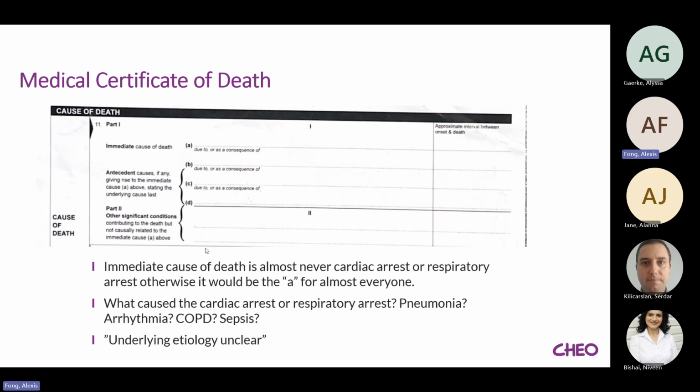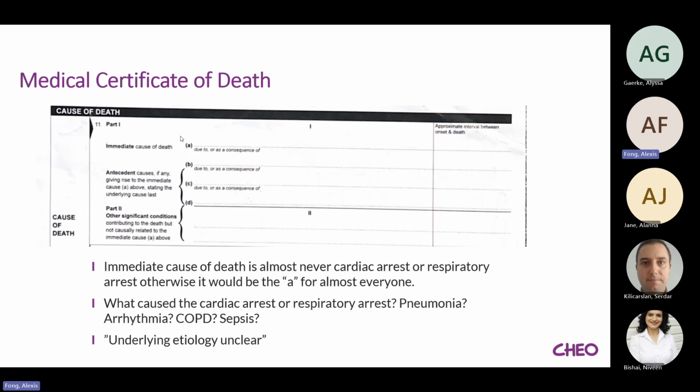The only thing to say is for cause of death, under immediate cause of death, I would generally say, for the sake of Statistics Canada and our coroners, not to put cardiac arrest, because cardiac arrest is generally a description of death itself. The cessation of heart function is death. So what caused that? Was it pneumonia? Was it an arrhythmia? Was it COPD or sepsis? So try to be as clear as possible if you know.